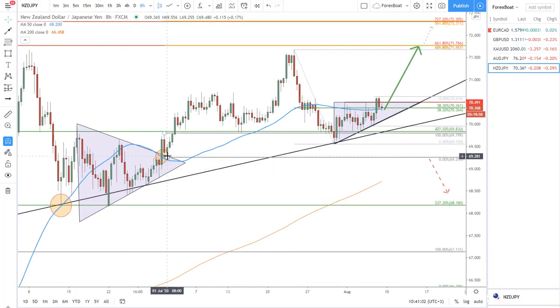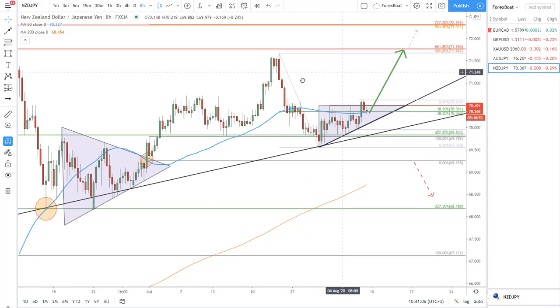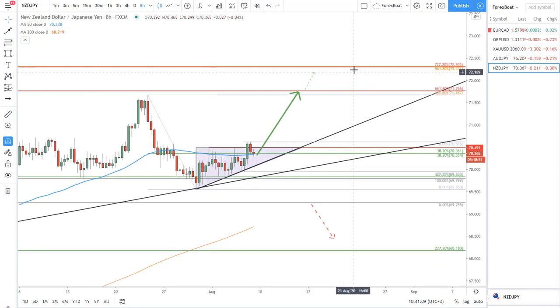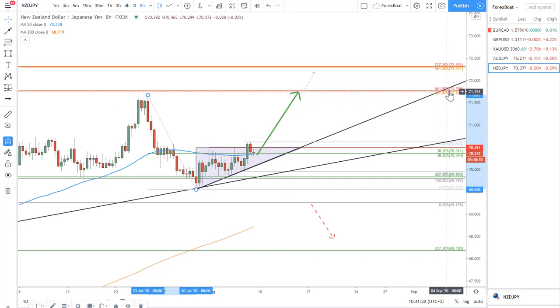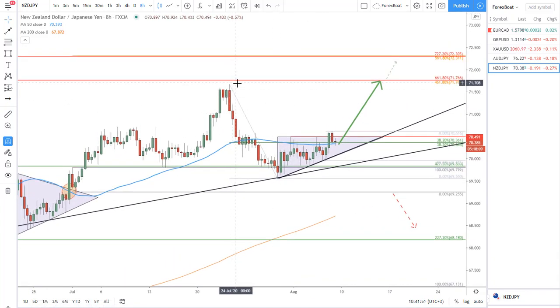So price rejected the triangle, went back up, although it failed to test any of the resistance levels formed by the FIBs, because this level 71.75 corresponds to 2 FIBs, which are 661.8 and 461.8, and there was a next FIB at 72.30, which also corresponds to 2 FIBs, 561.8 and 727.2. So these are the two areas of key resistance, none of which were tested when this rally occurred.